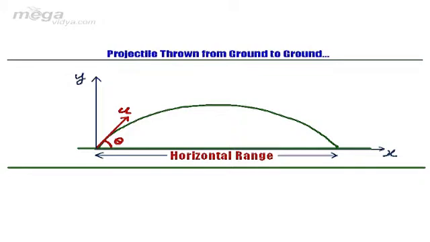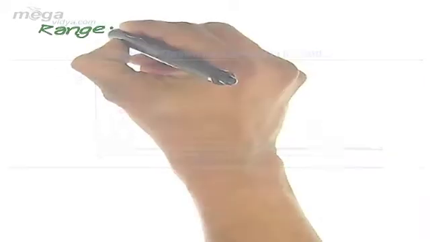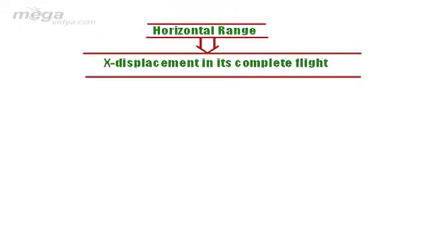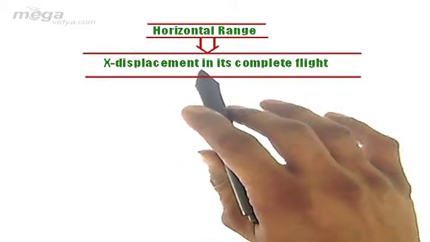So to get the range along the ground means up to what distance it reaches when its flight completes. The first question that arises is, what is the meaning of range here? Here, horizontal range can be taken in easy words as the x displacement in its complete flight.